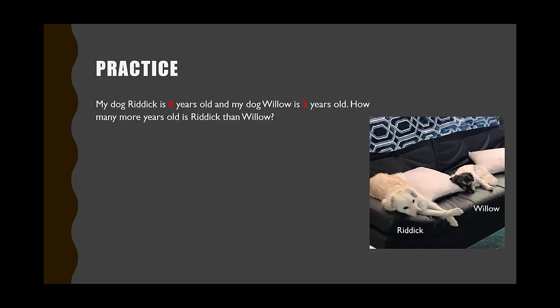All right, here's our last practice problem. So these are my 2 dogs. This is my dog Riddick, and this is my dog Willow. My dog Riddick, he's 8 years old, and my dog Willow is 5 years old. I want to know how many more years old is Riddick than Willow. So I need to draw circles for all the years old that Riddick is. So he's 8 years old, so I'm going to draw 8 circles. 1, 2, 3, 4, 5, 6, 7, 8.